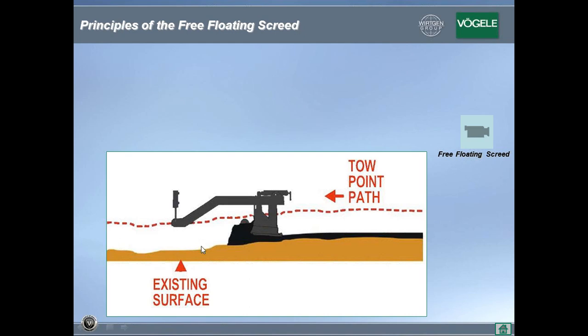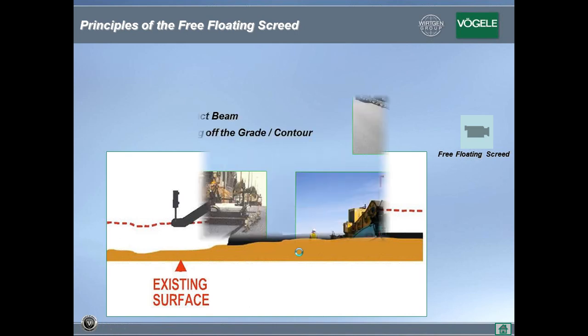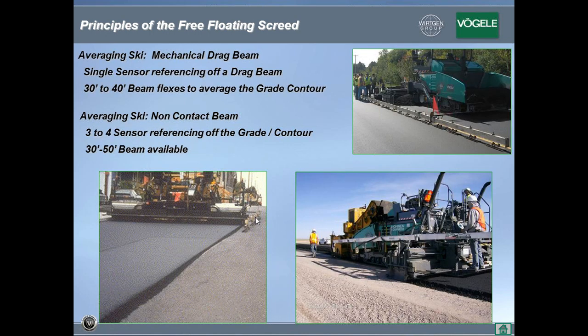Now, this is one of the reasons why we use an averaging ski, if you want to fill that long swale or long undulation. The averaging ski bridges that gap, and your automatic grade and slope system follows it to fill the low spot, as you could see here. So, a long averaging beam, and they could be anywhere from 20 feet to 60 feet. I've seen cases where a beam is as long as 60 feet.